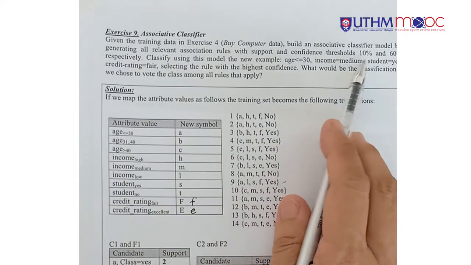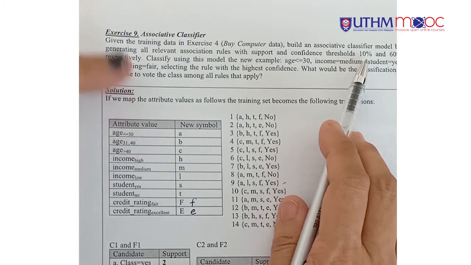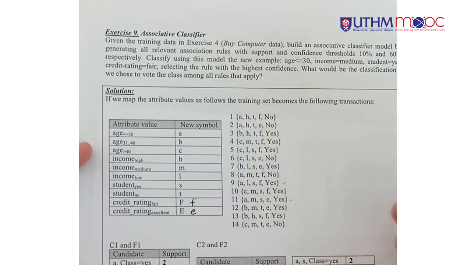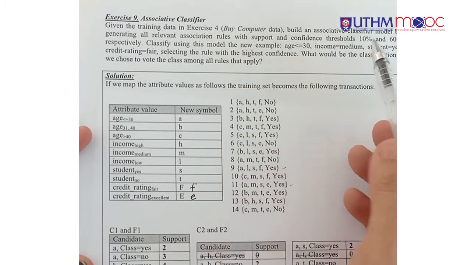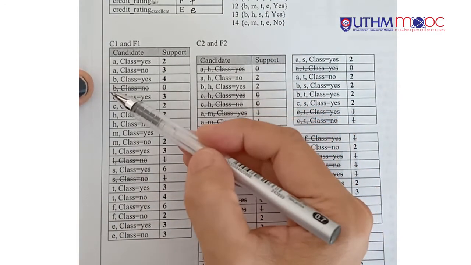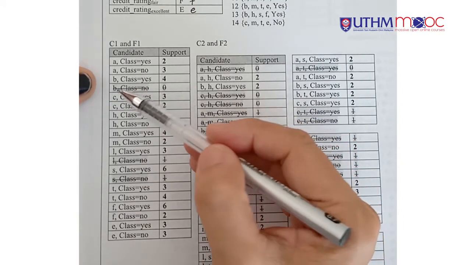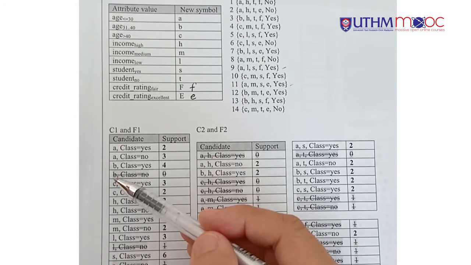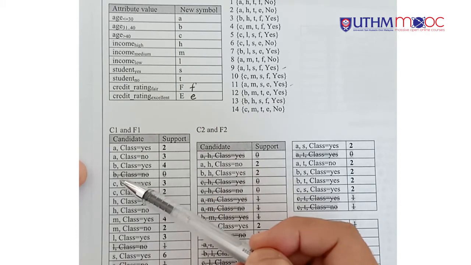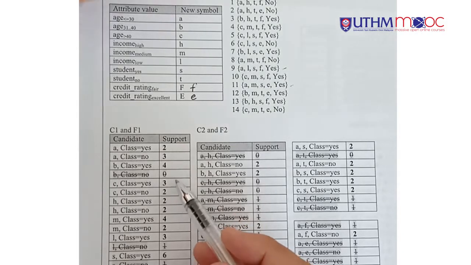Because the support threshold is 10%, we are going to look at 1 and more, isn't it? No, we are going to look at 2 and above, because we don't want to take 10%. So we'll take 2, 3, 4. This one is 0, whereby there is no transaction consisting of samples aged between 31 to 40 that does not buy a computer. So that's 0. We cancel that out. And we continue.